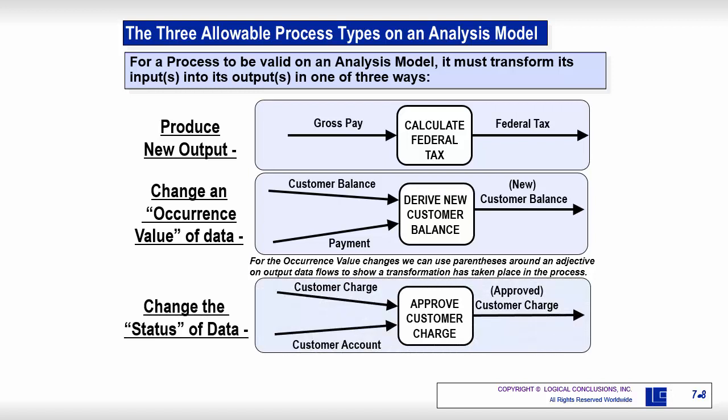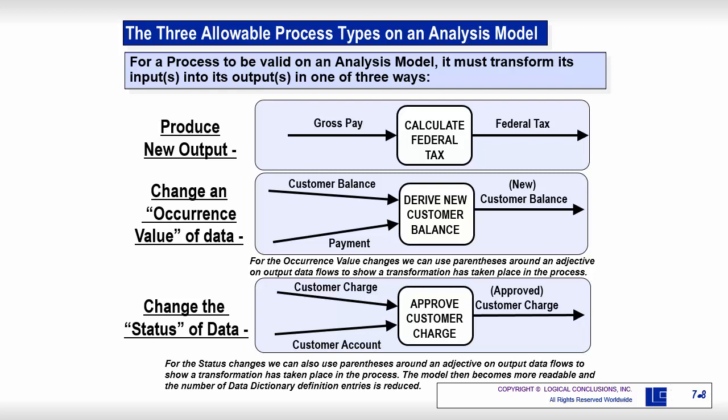Or a process must change the status of a data flow. In my lower example here, customer charge is used to produce approved customer charge, a status change for the same data item. In this example, the data flow name is the same, and even the value of that data flow in and out of the process is the same, but its status has changed, is now approved. This process transform type is the hardest to recognize. Again, I recommend for a status change, we also use parentheses around an adjective on the output data flow name to show a transformation has taken place in the process. The model then becomes more readable, and the number of data dictionary definition entries is reduced. I'll talk more about this in the data dictionary section.